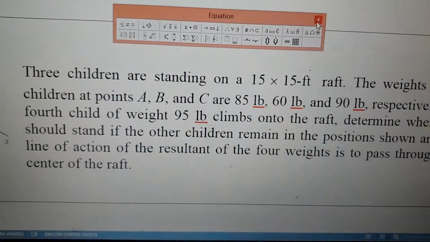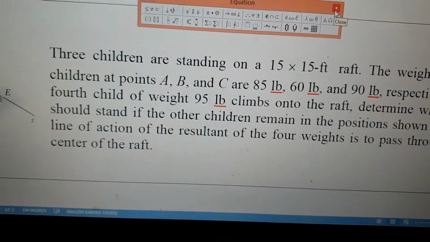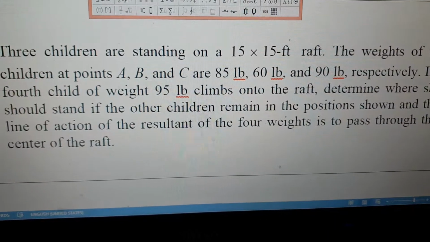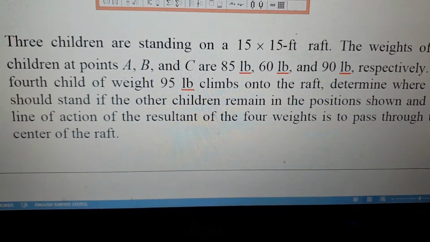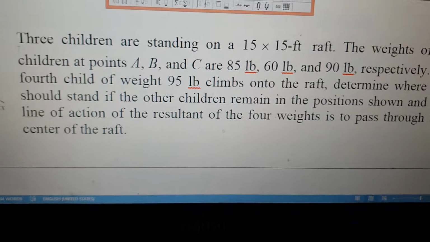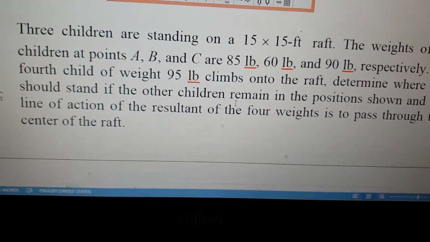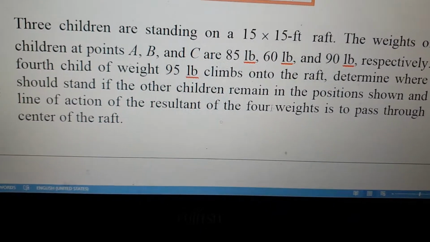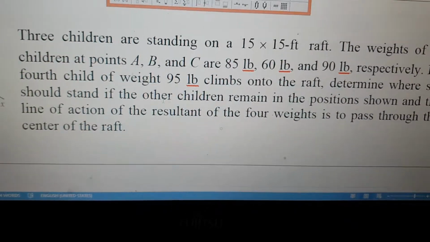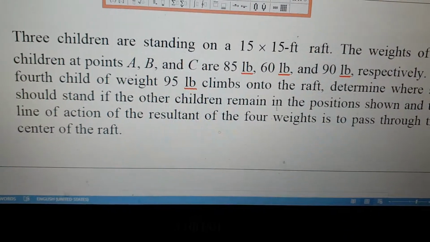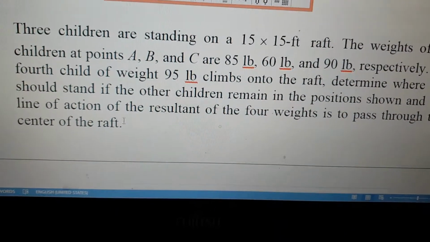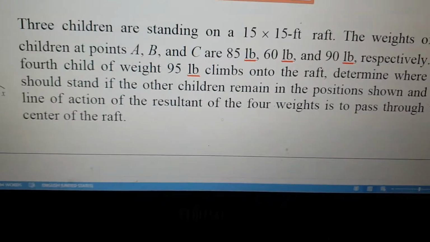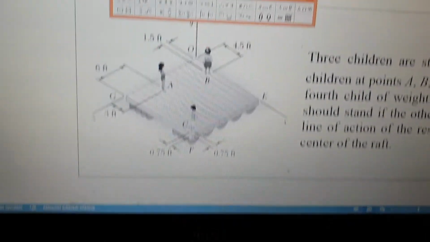The weights of the children at points A, B, and C are 85 pounds, 60 pounds, and 90 pounds, respectively. Each child has a weight. If a fourth child of weight 95 pounds climbs into the raft, determine where she should stand. Where is the location of the fourth child? The other children remain in the positions shown, and the line of action of the resultant of the 4 weights is to pass through the center of the raft. So it's 15 by 15.